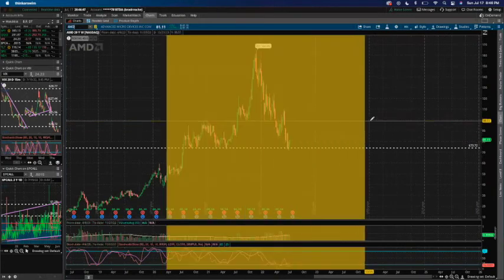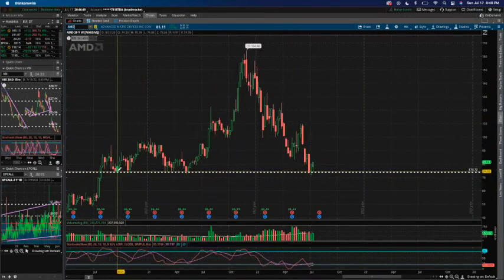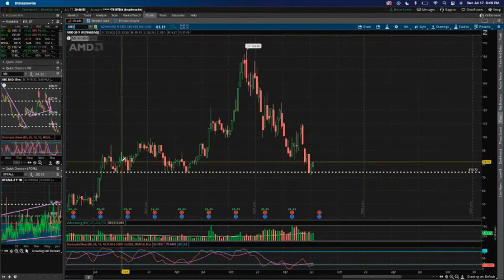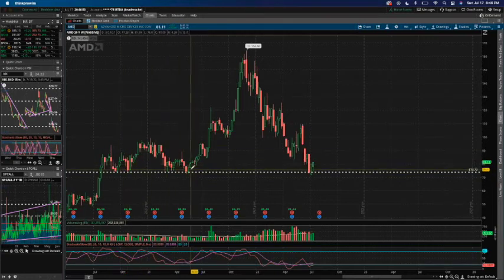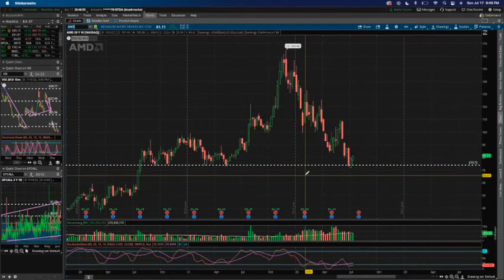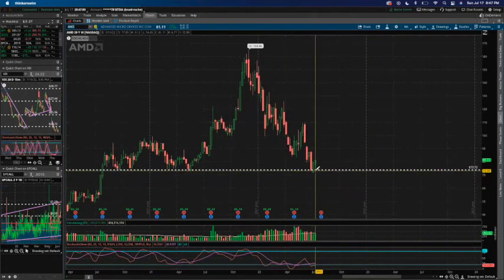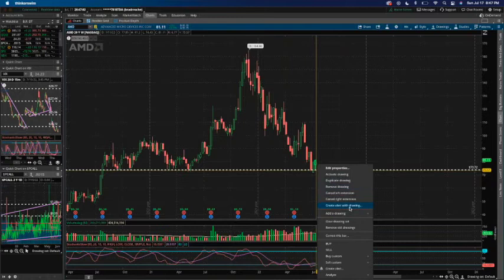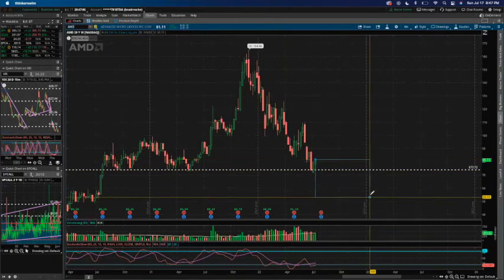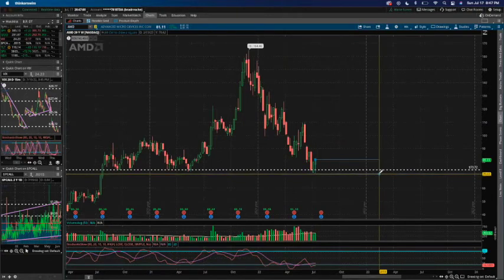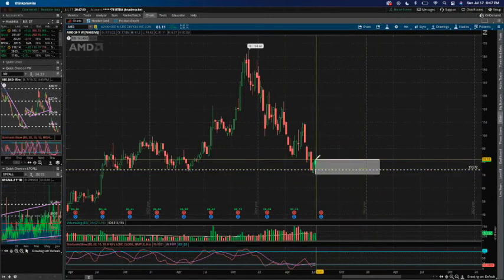AMD. Look at the moves that it's had every time it comes down to this level. Bounce, bounce, bounce. It has yet to break through this level. So I have pretty strong confidence that this is going to make a somewhat significant move. So say if you bought in right where the close was, right? And your stop is right below.